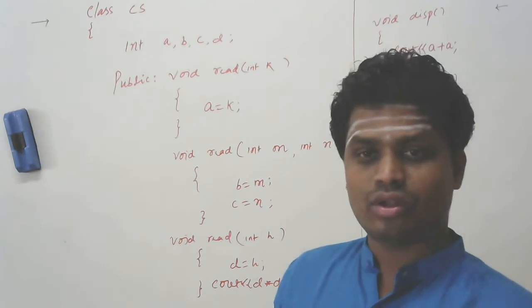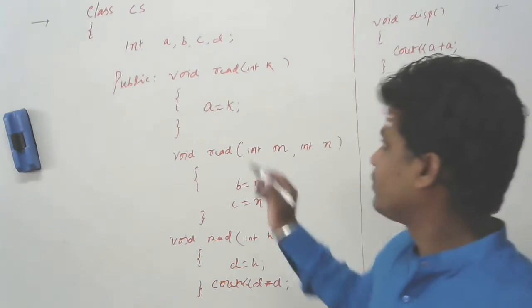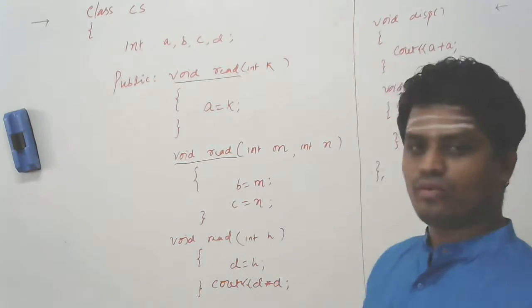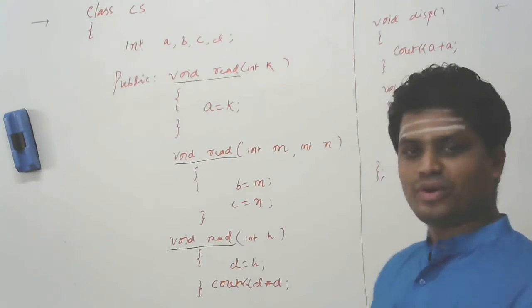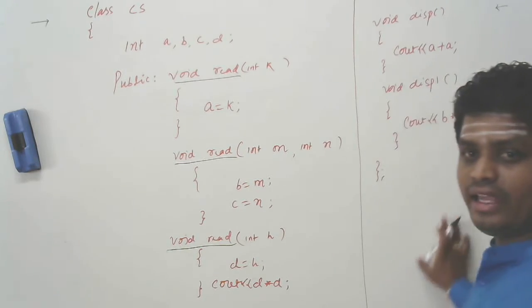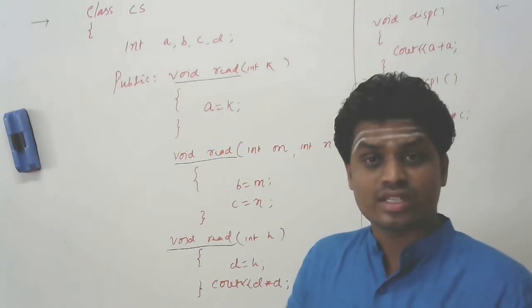You will have more than one function. The name of those functions is supposed to be the same. First function name, what is that? Void read. Second function name, void read. Third function name, void read. So how many functions have you called? Total 5. Out of that, 3 function names are the same. So that is the procedure.